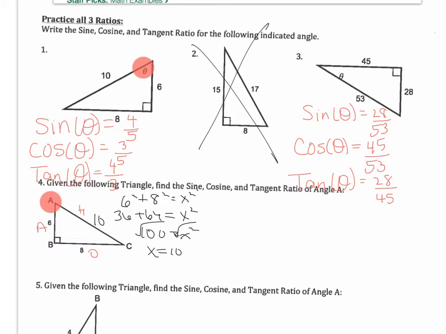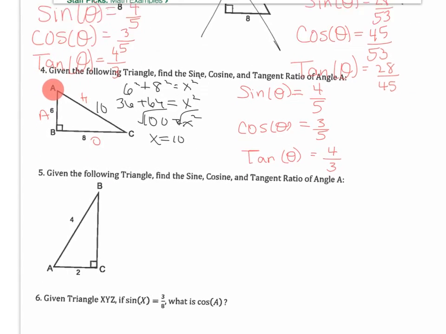Okay, so now that I have all 3 of my sides, I'm going to go ahead and write my sine ratio, my cosine ratio, and my tangent ratio. So sine is 4 over 5. Cosine is 3 over 5. And tangent is 4 over 3. Okay.